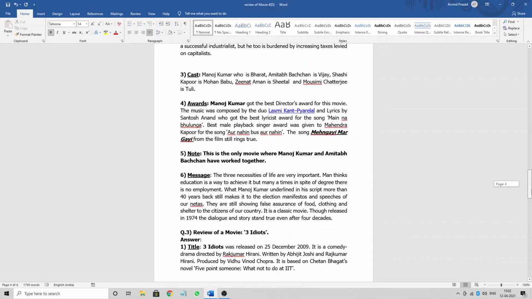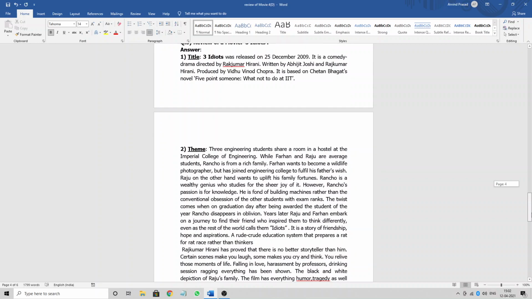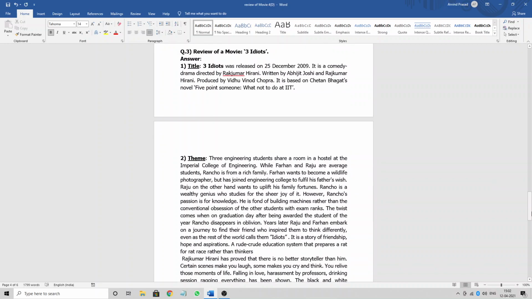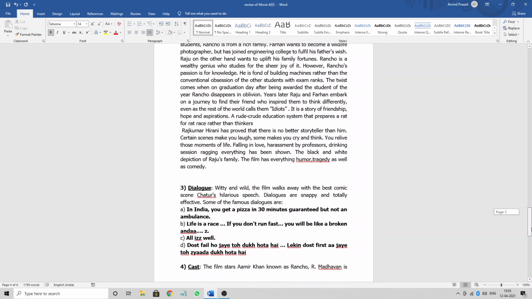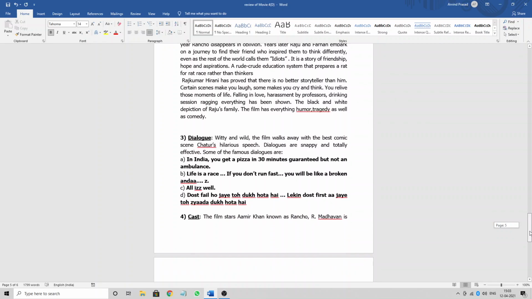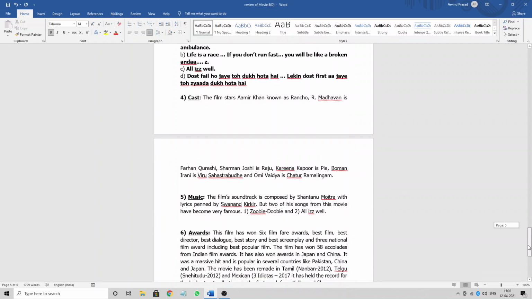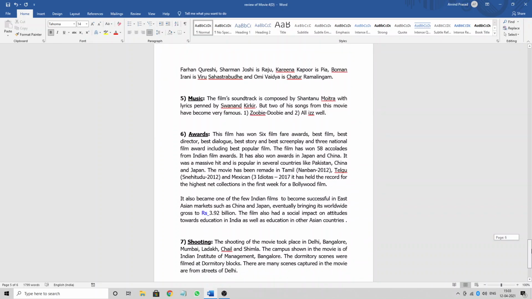The third one is review of Three Idiots. There also, once again, I have written the title, theme, dialogue, cast, music, awards, where did the shooting take place.